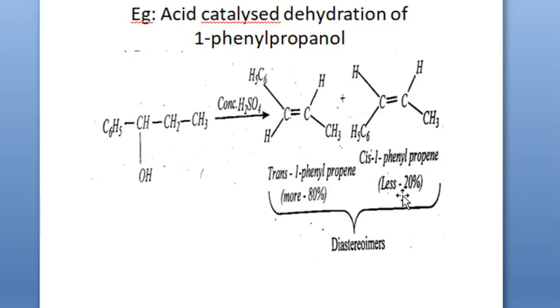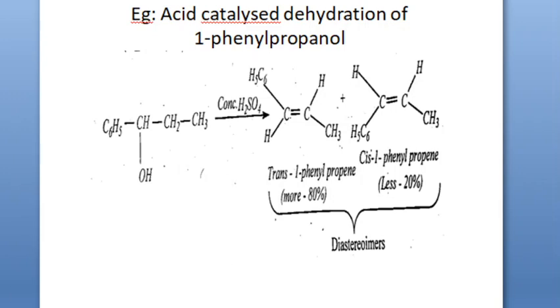One of the diastereomers is produced in excess to the other. So one is 80%, another one is 20%. One is minor, the other one is major. This is more in quantity, so you can call it major, and this is less in quantity, so you can call this one minor. Trans is major and cis is minor. Therefore, you can classify this as a diastereoselective reaction, as you got diastereomers as products, and one of the diastereomers is in excess. So in the dehydration of 1-phenyl propanol, you got a trans isomer as major and cis as minor. Therefore, this is a diastereoselective reaction.